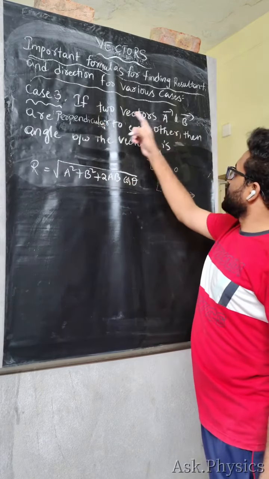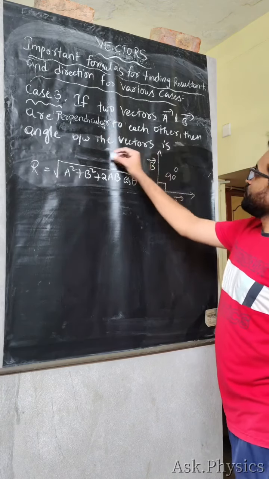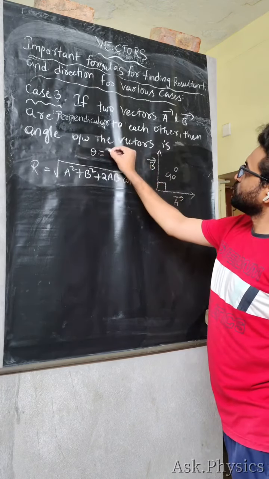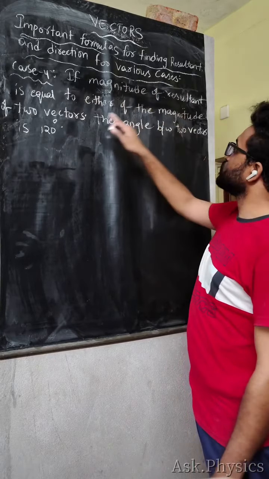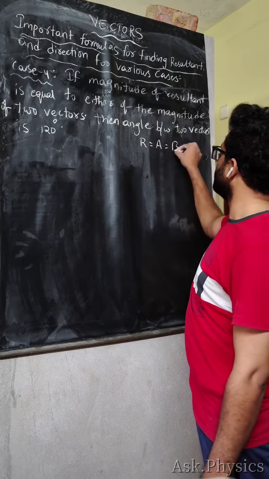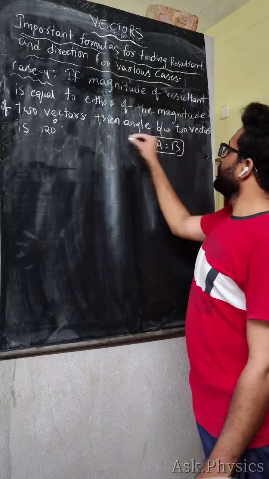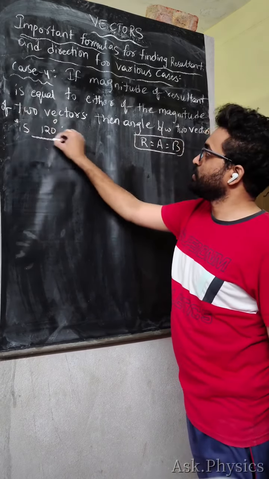If two vectors A1 and B1 are perpendicular to each other, then the angle between the two vectors, theta, is equal to 90 degrees in this case. If the magnitude of the resultant is equal to either of the magnitudes of the two vectors, that is the case of R equals A equals B, then we have to find the angle between the two vectors.